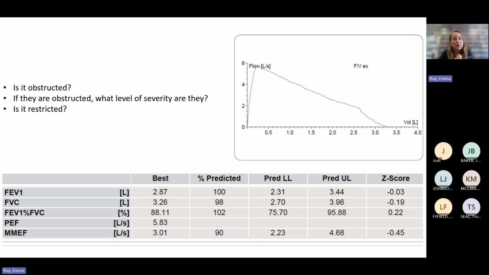So we're going to look for restriction now. So the FVC is minus 0.19. So is that lower than the lower limits of normal? So is it less than minus 1.645?